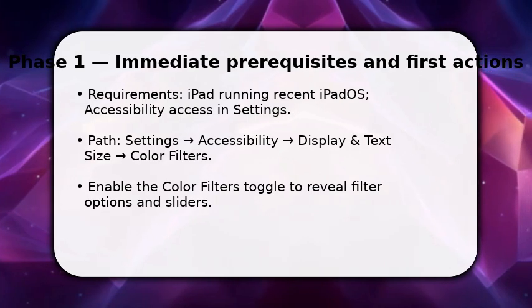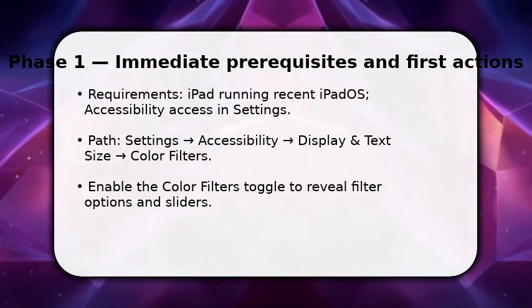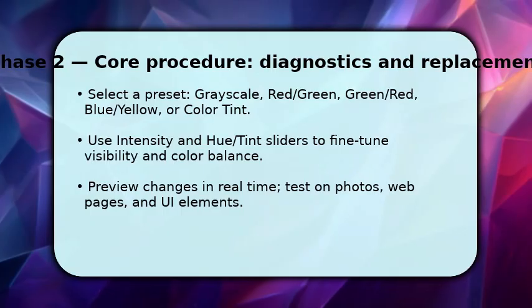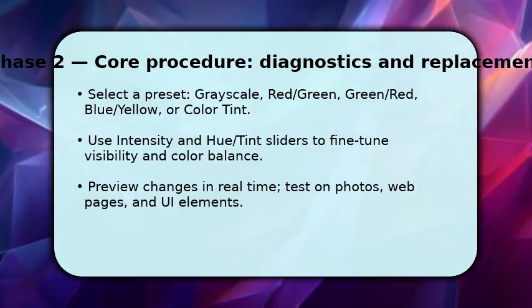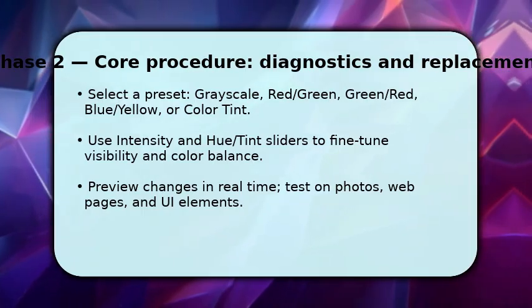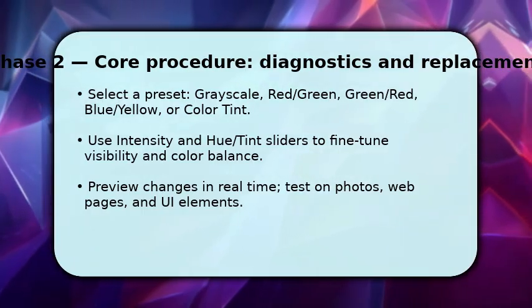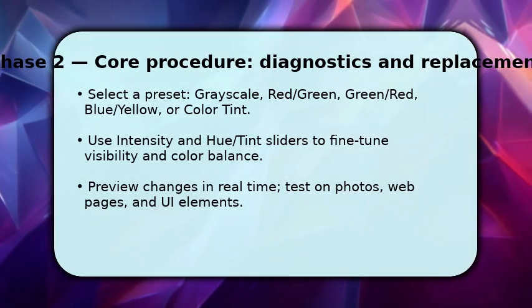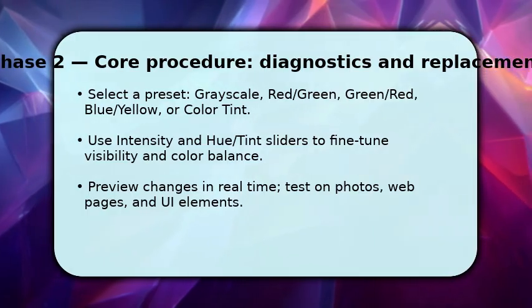You now pick a preset that matches your need. Grayscale for high contrast or a color pair if you have color blindness. Once selected, adjust the intensity and the hue or tint sliders to tune contrast and warmth. Move sliders slowly. Small changes can greatly improve legibility without making the screen look unnatural.